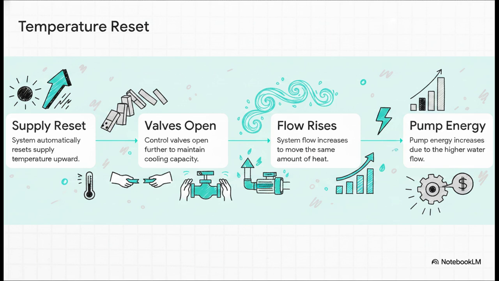But wait, as that supply water gets warmer, each gallon naturally carries less cooling capacity. So step 2, the control valves are literally forced to open further to maintain our strict 500-ton output. Step 3, with a smaller temperature difference across the coil, way more water is required to move that same amount of heat, so system flow shoots up. And finally, step 4, because flow is up, pump energy rises to physically push all that extra water.